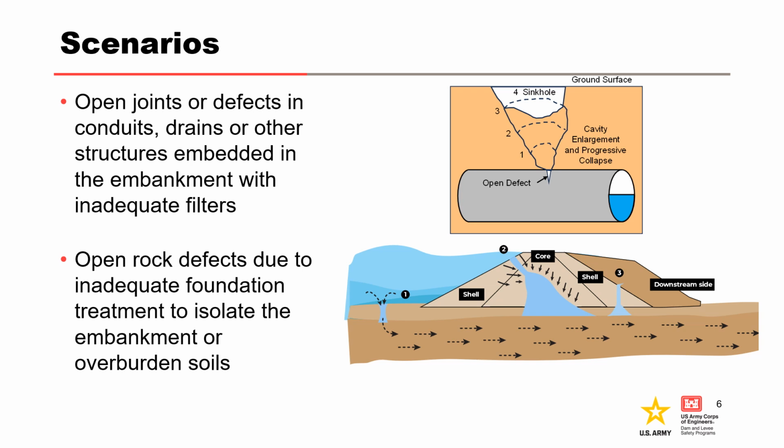Internal migration into rock defects is the most common scenario for USACE dams, whereas internal migration into defects in conduits is the most common scenario for USACE levees.